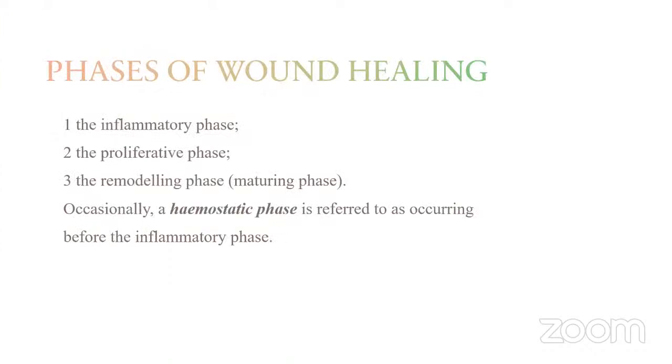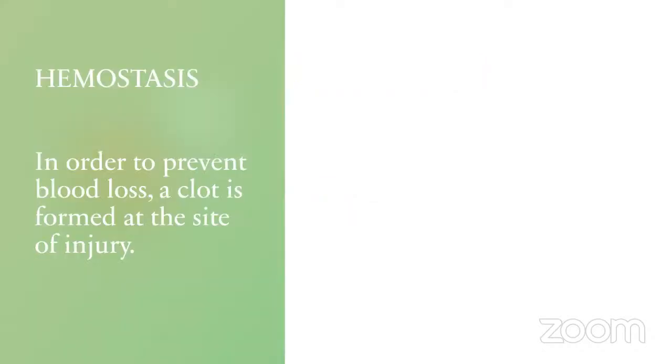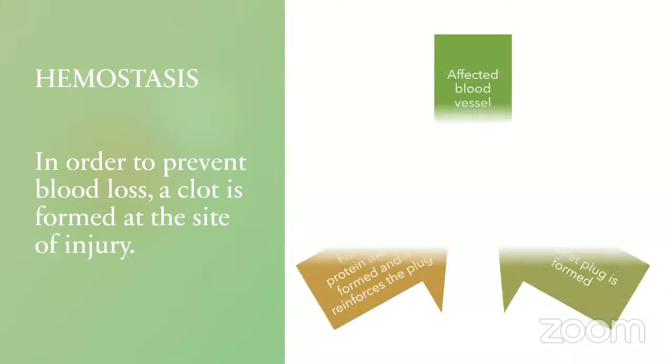Once a wound is formed, what's the first thing that will happen? Say, for example, a skin tissue got a cut, and the first thing that will happen is bleeding. Profuse bleeding will happen from that site, and the first thing that our body will attempt to do is to stop that bleeding somehow. That's the stage of hemostasis. In order to prevent the blood loss, a clot is formed at the site of injury. So in this portion, we'll see how after an injury, our body tries to form a clot.